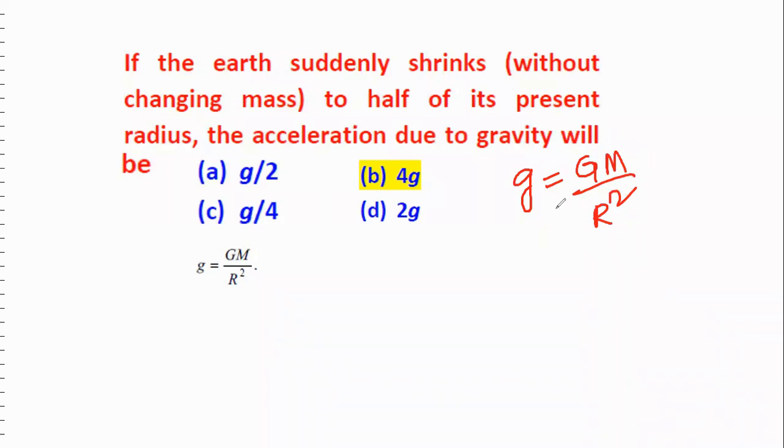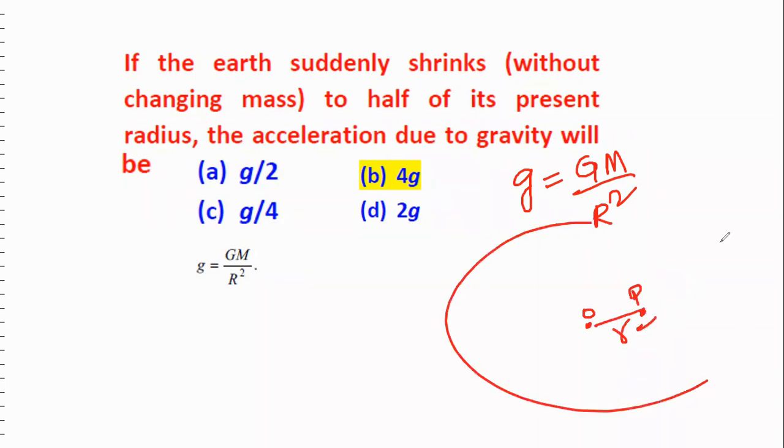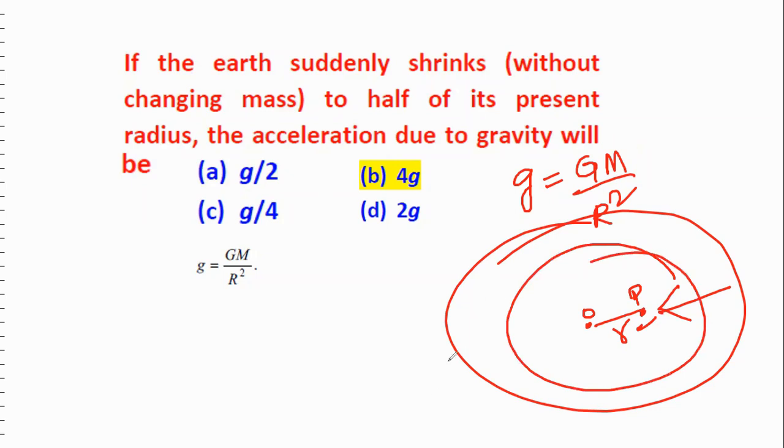But in the previous problem, a particular point was given. The particular point P is at a distance small r from the center. The mass of the earth was not changed, the earth shrinks, and so there was no change, 9.8 meters per second square only.